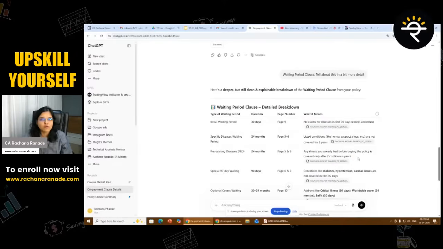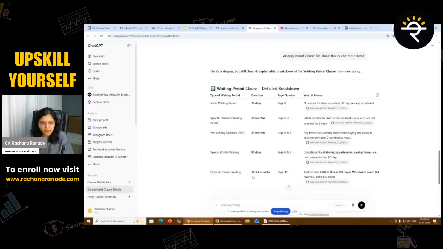If you pay for the first year, miss out on the second year, and then pay for the third year, can you say I've paid for 2 years? No, it says 2 continuous years. So that is also important. Then there's a special 90-day waiting period. So 90 days for what? Diabetes, hypertension, cardiac issues are not covered in the first 90 days.